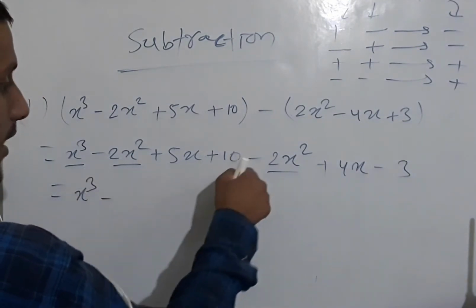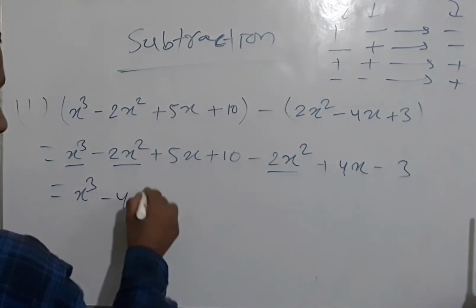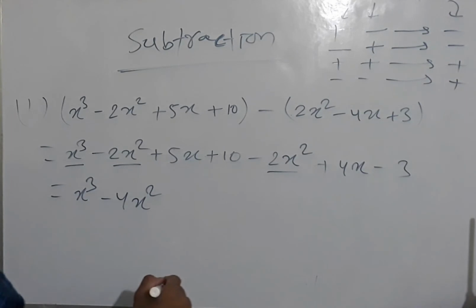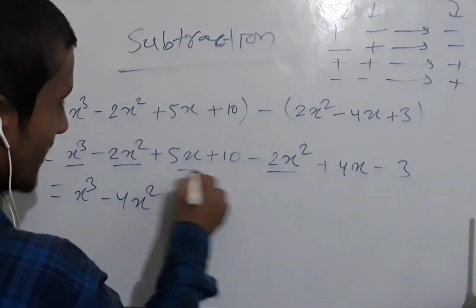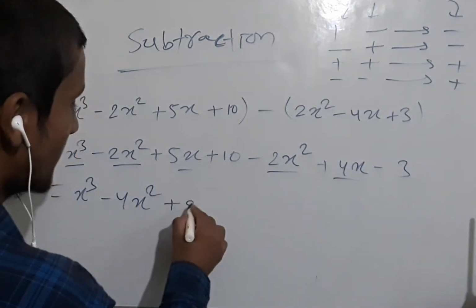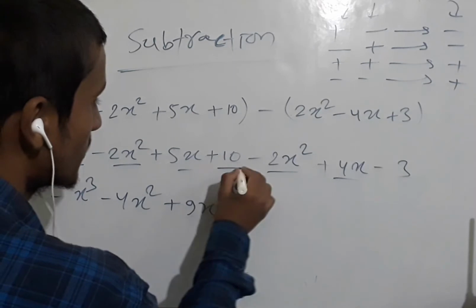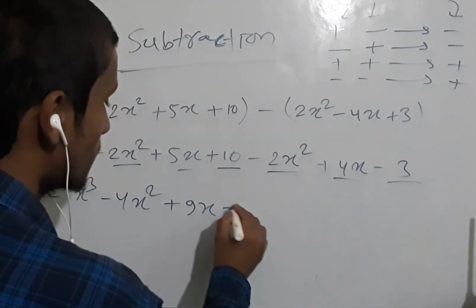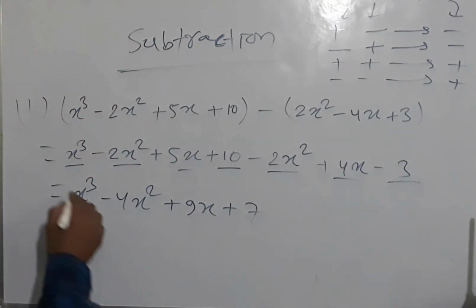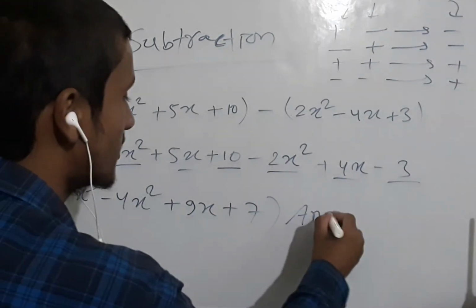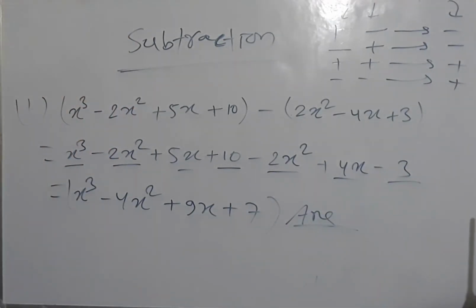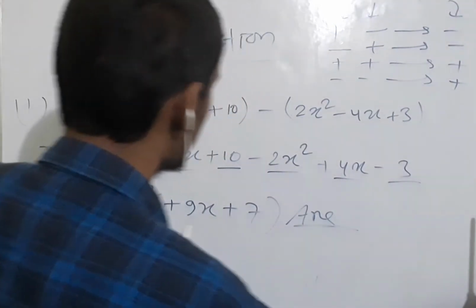So minus plus, so it will be plus 4x squared. I'm sorry, minus 4x squared, and it will be plus, a plus operation there. So it will be minus 4x squared. Again, x is there, it will be 9x, and then there is 10 minus 3, which will be plus 7. So this is how it will be, and that's the answer. That was the solution, that's the end. So this is the solution to the problem.